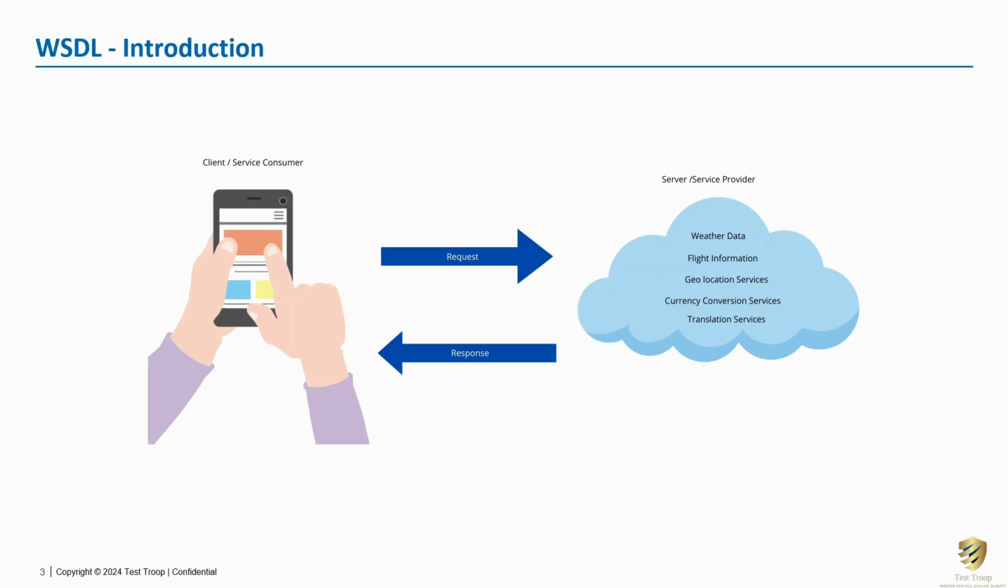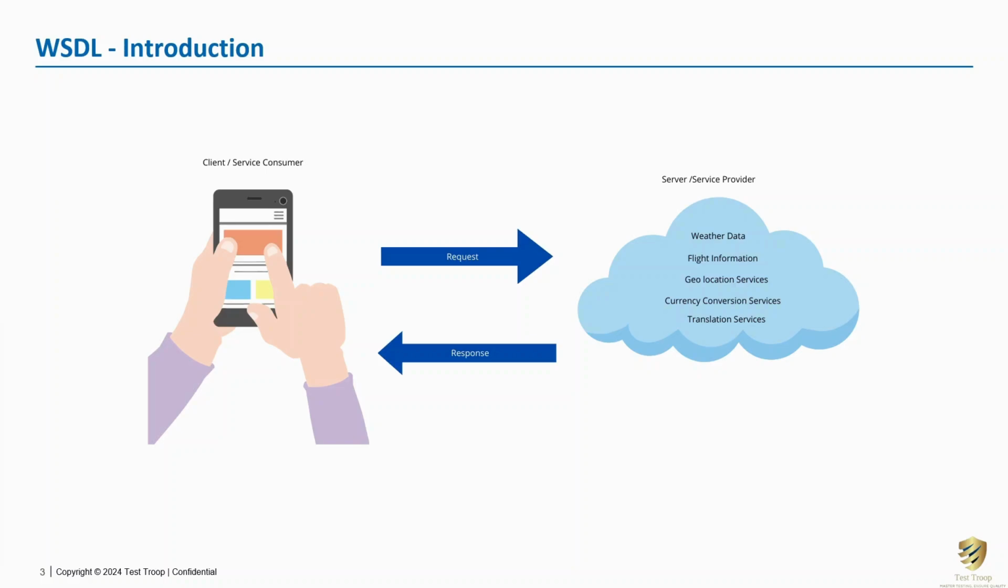Consider you are a mobile application developer and your application needs currency conversion services. You are trying to integrate a currency service provided by a third party. During the course of integration, you will have a lot of questions, like what is the endpoint of this particular web service? What are the APIs this web service exposes? What kind of protocol does it follow, whether it is SOAP or REST? And how is the message passed, what is the structure of the message, how are the parameters passed? So you will have all these questions, right? That is where WSDL comes into the picture.